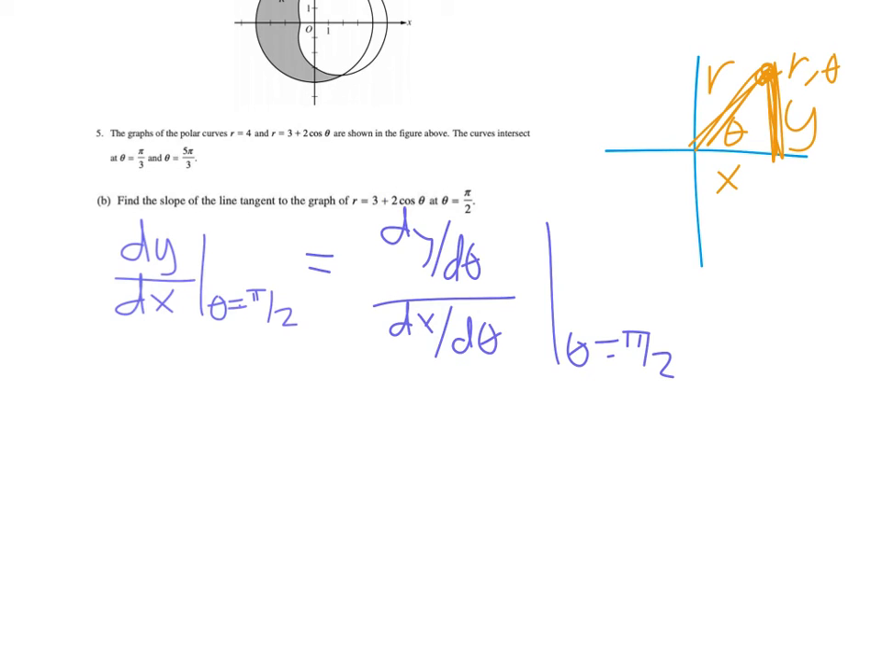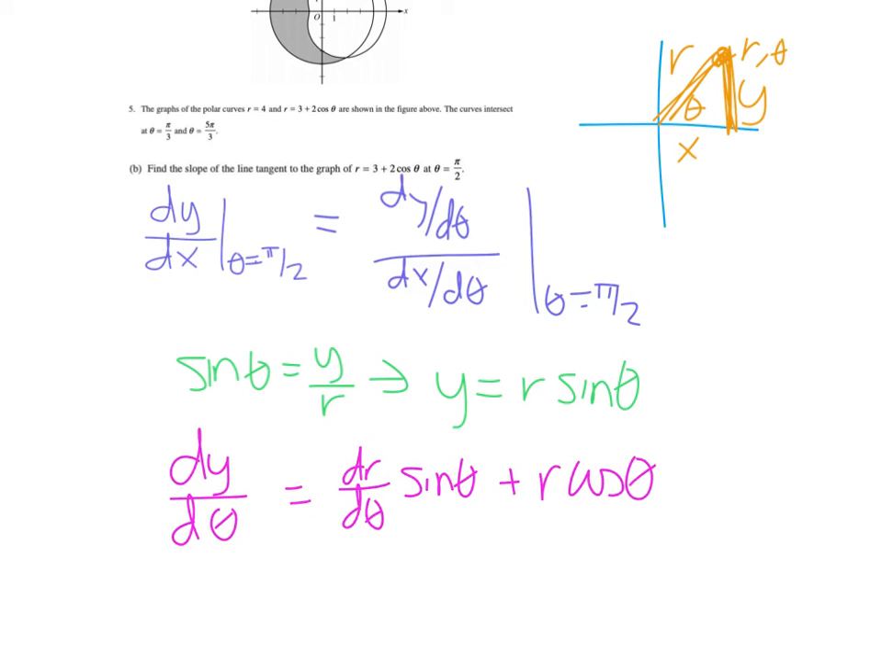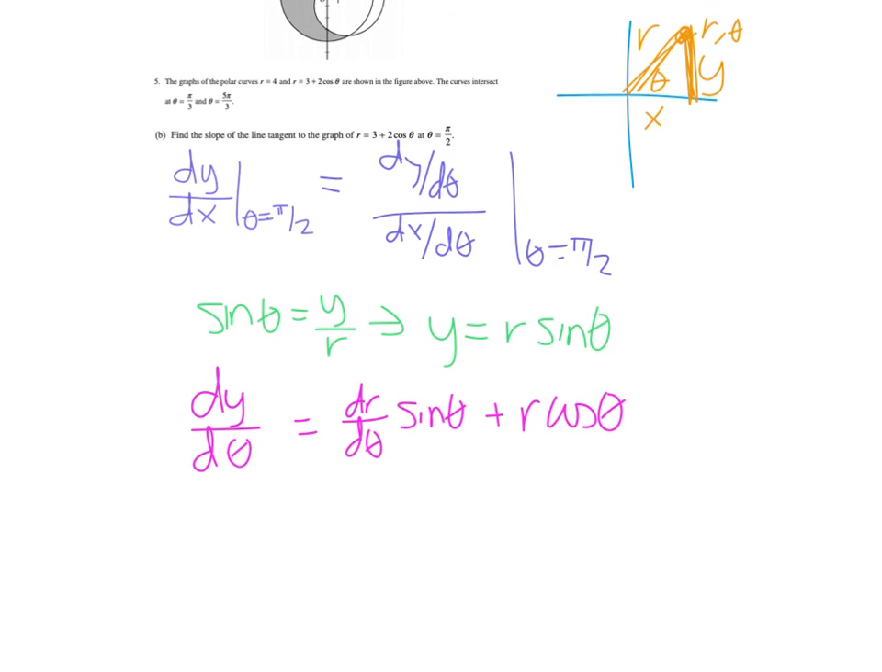So the sine of theta is y over r, which means y is r sine theta. So then, a couple ways we can take this derivative, but for dy d theta, I'm going to do product rule, which is dr d theta sine theta plus r cosine theta. And I want to know dy d theta at pi over 2.